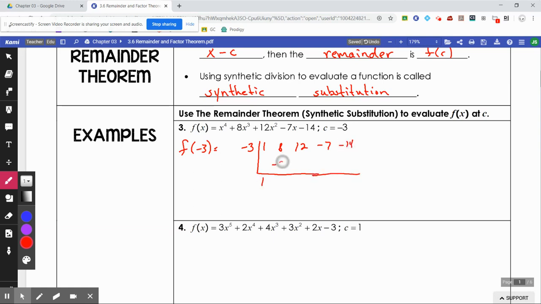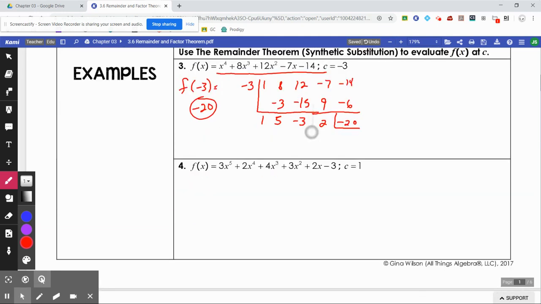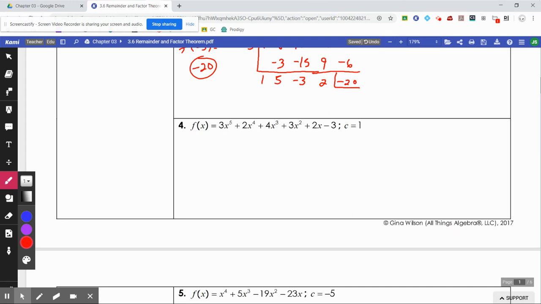Bring down the 1, multiply, add, multiply, add, multiply, add, multiply, add. All you've got to do is look at the remainder. If you were to plug in -3 for all these x's, you would get -20. That's it. Let's work another one. This one says find f of 1.